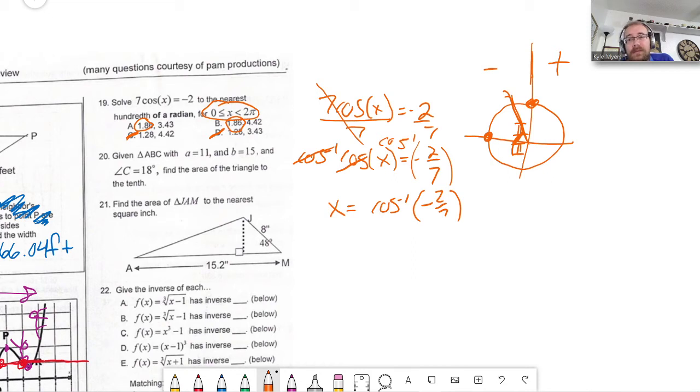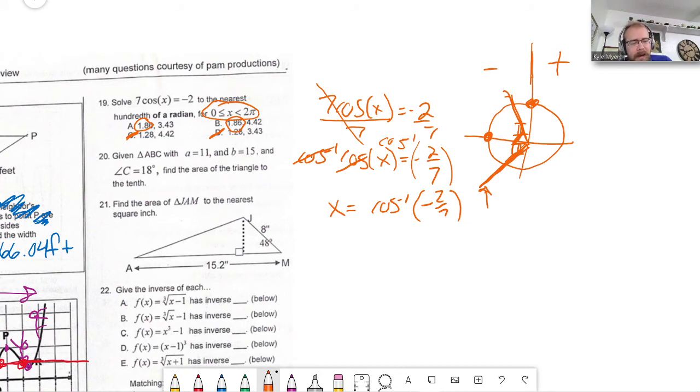1.28. Well, that's not A or B. Why? Because that's the reference angle. I need to add the reference angle to pi. If that's the reference angle, the other place where we're going to have an answer is going to be here. This is the missing place. That's the place I need. And that place is pi.